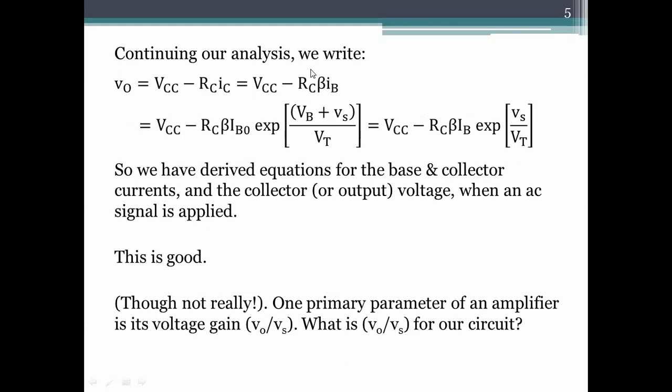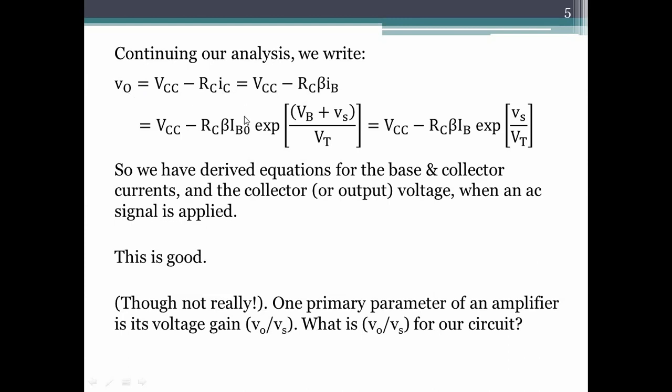So we say, okay, we found IB. Let us find the output. We've defined the collector voltage as the output voltage. So the collector voltage is VCC, which is 12 volts, minus RC times IC, which is beta IB, and so we can say VCC minus RC beta IB. We put IB back here and we get this big expression. So we have derived an equation for the base current.